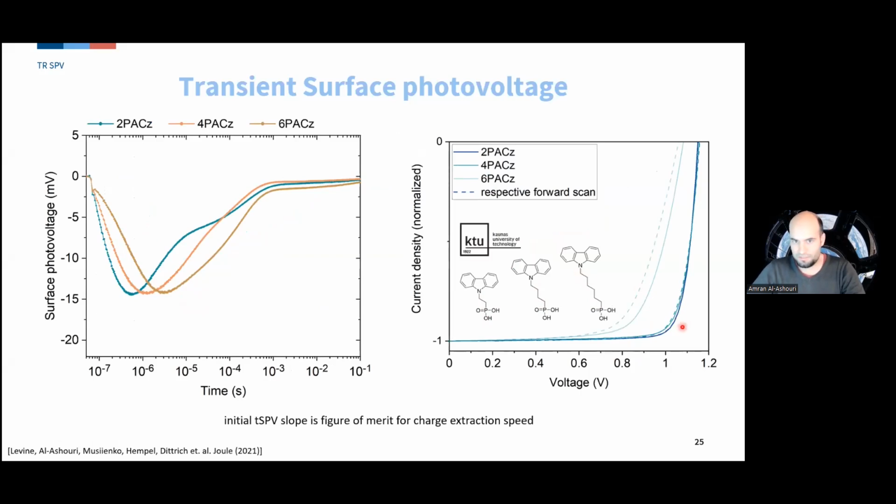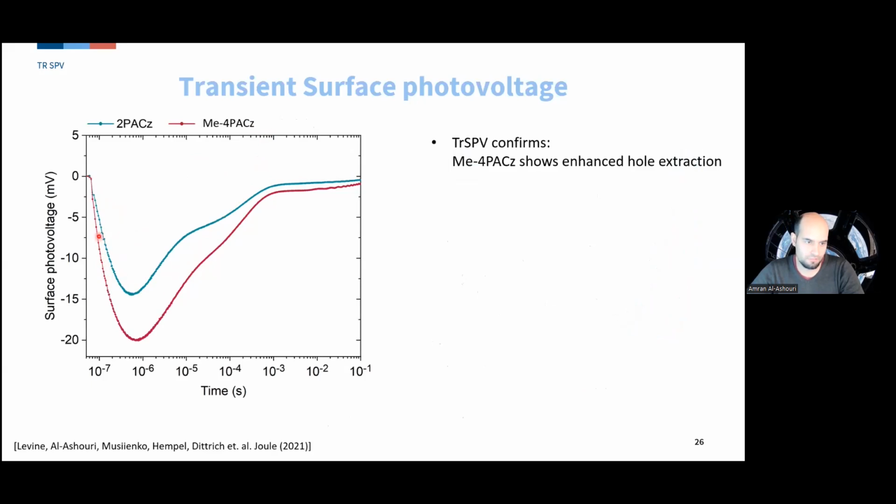you see this also reflected in the series resistance then in the JV curves. And nicely enough, now again measuring with these different molecules this transient surface photovoltage, you see here the rise times are different, right? It's slower for the larger aliphatic chain. So we can say the slope here is indicative of the charge extraction. And now it's compared again 2PACz with MeO-4PACz, and we see a confirmation here, which we also published a year ago.